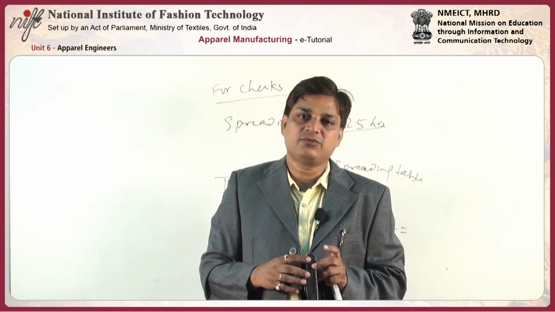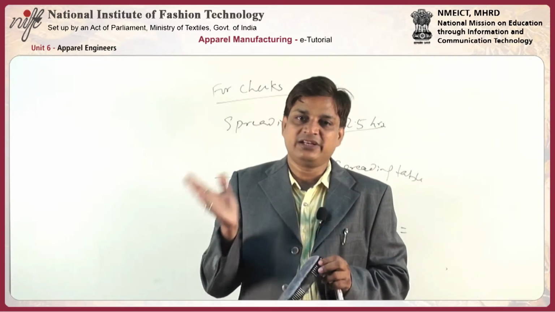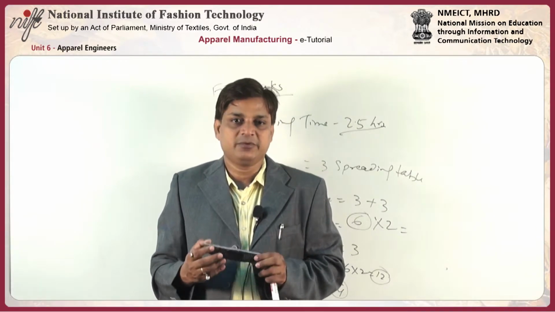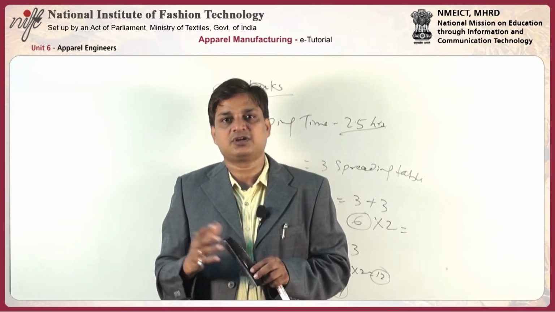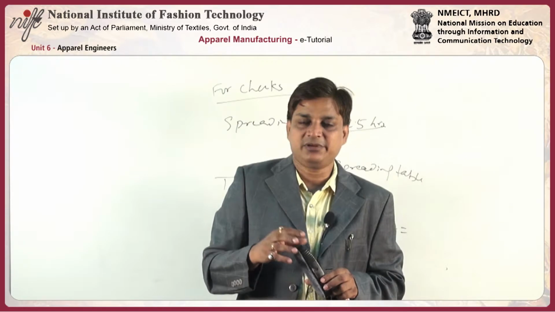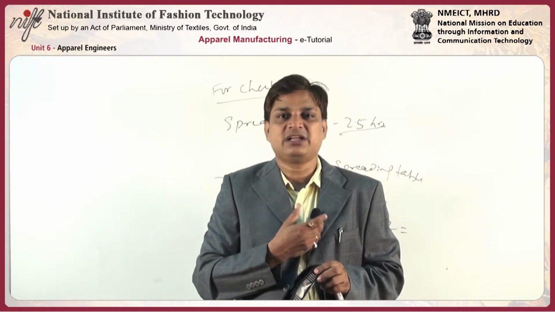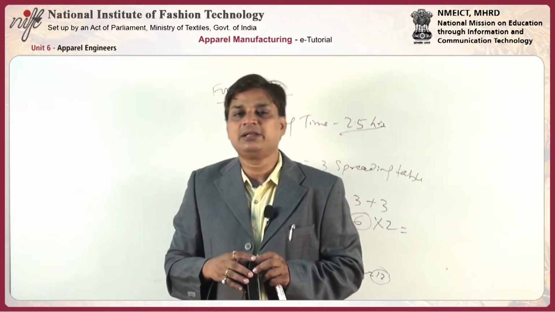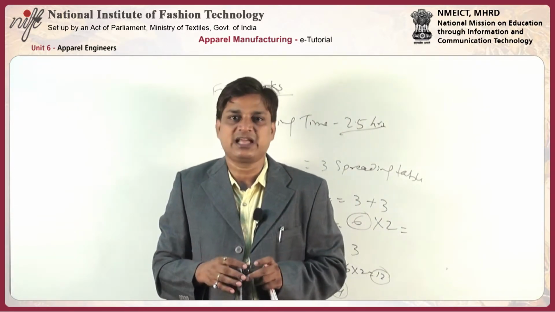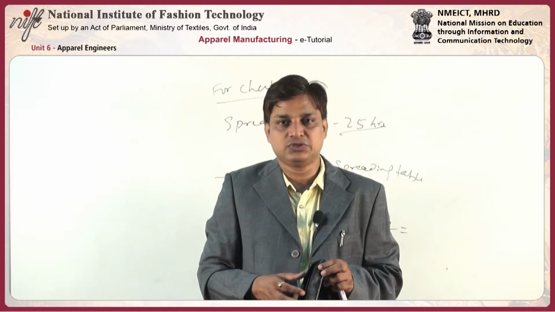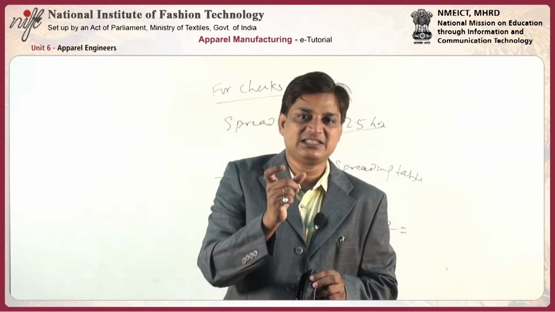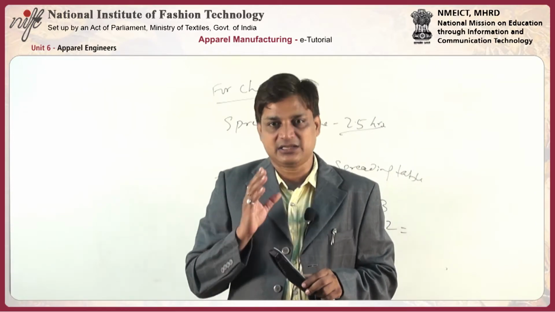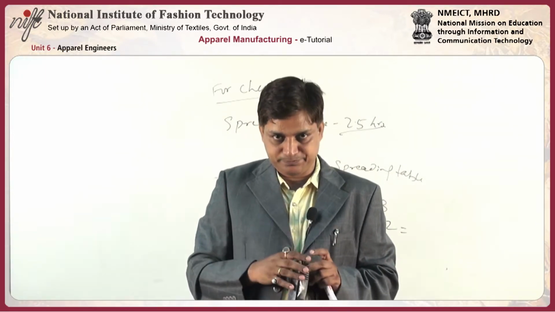For the checks fabric, it will go for relaying before band knife cutting, because in the checks we will have matching parameters: pocket matching, placket matching, maybe the sleeve matching. Whatever the matching parameter is, it depends on the customer, on the type of check we are going to use, and on the repeat size. The matching parameter has to be followed.